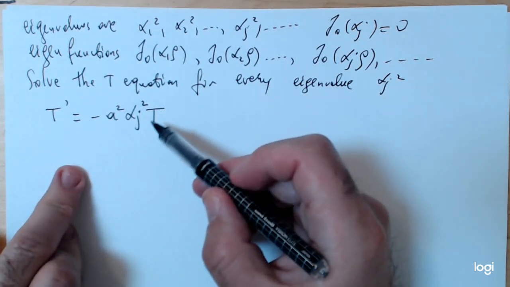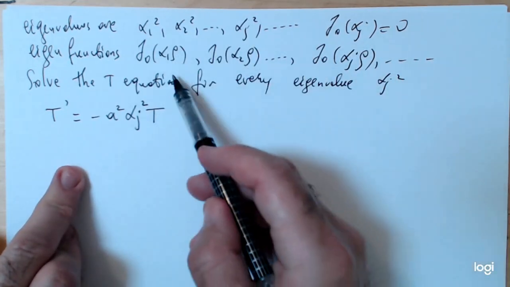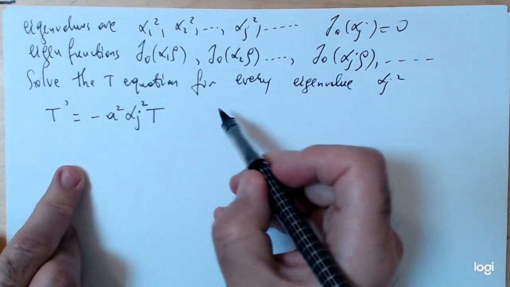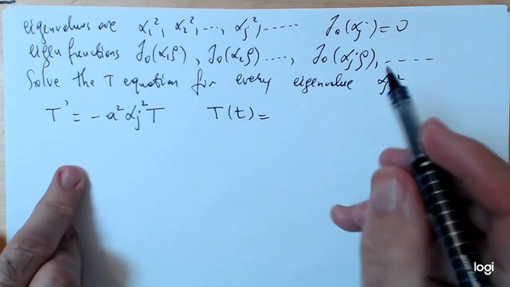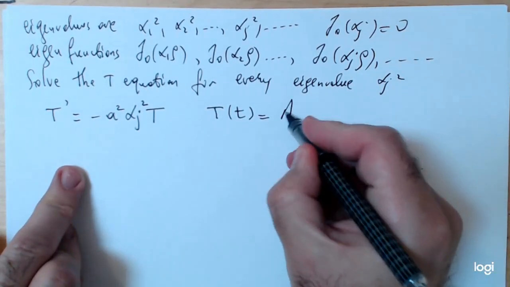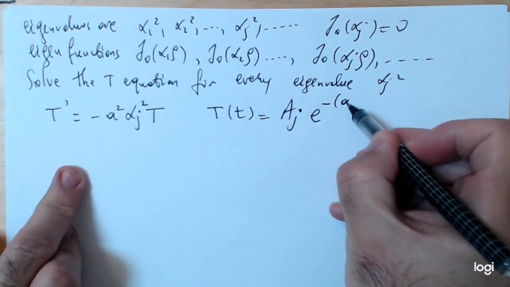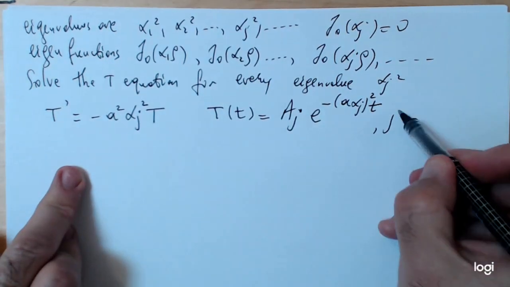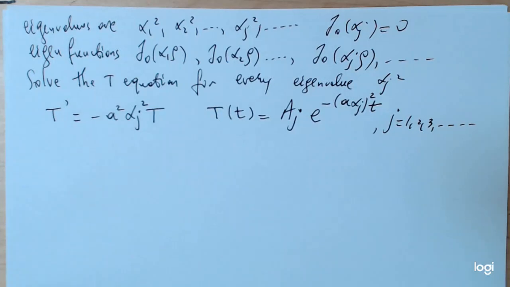It's customary, by the way, as you notice here, that the index that goes with these eigenvalues be denoted by j. That's how it's denoted in the formula sheets and in the book. So the solution big T of little t will be some constant, call it aj, e to the minus a alpha j quantity squared t, where again j is from 1 to 3 and so on.